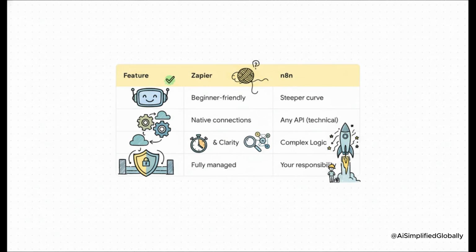For ease of use, Zapier is the clear winner for beginners and non-technical folks. For integrations, Zapier's strength is its massive library of ready-to-go connections, while n8n's strength is that it can connect to literally any API if you have the know-how. For capabilities, n8n just has a much higher ceiling for building complex systems. And finally, and this is a big one, for security and ops, Zapier is fully managed. With a self-hosted n8n, that responsibility is 100% yours.